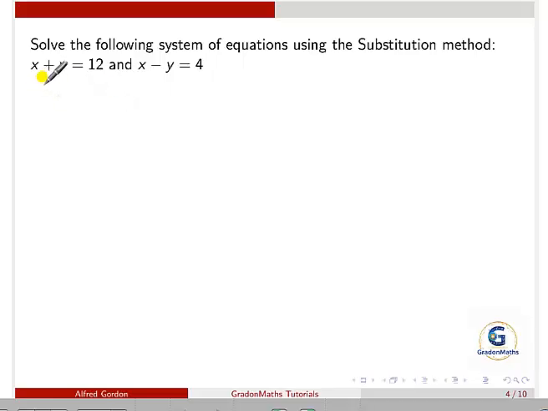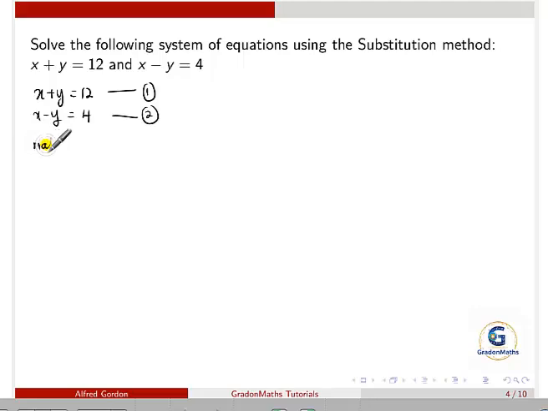We have to solve the following system of equations using the substitution method. Here we have x plus y is equal to 12, and x minus y is equal to 4. Let us write this: x plus y is equal to 12, and name this as equation 1. Then x minus y is equal to 4 as equation 2. Now, by choice, we can consider any of the equations and make one of the variables the subject. So let us consider equation 1.